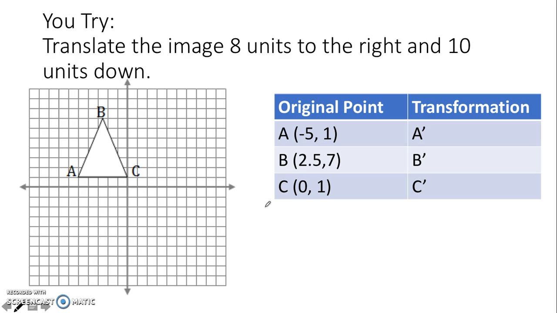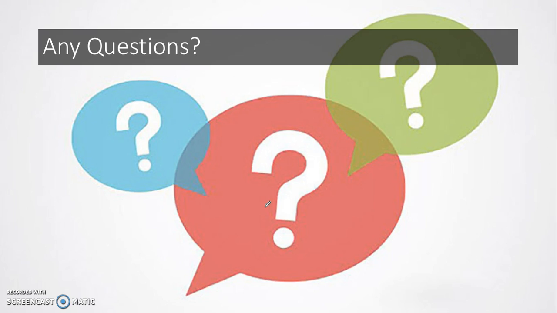Okay, so now I want you to try to translate this image 8 units to the right and 10 units down. Okay, so it's very similar to the previous one, so please try your best. Tell me the new point or the transformed point and draw the triangle in the new position. If you have any questions, please write them down so we can go over it together when we have a chance in class.